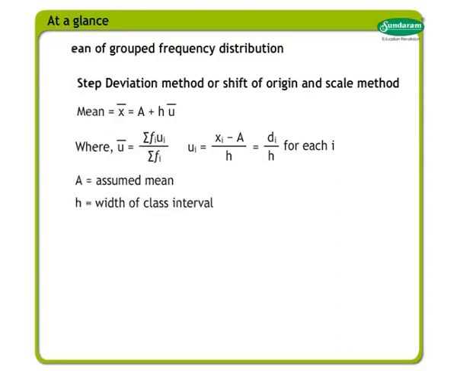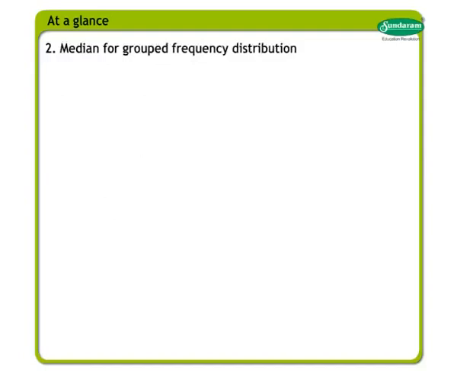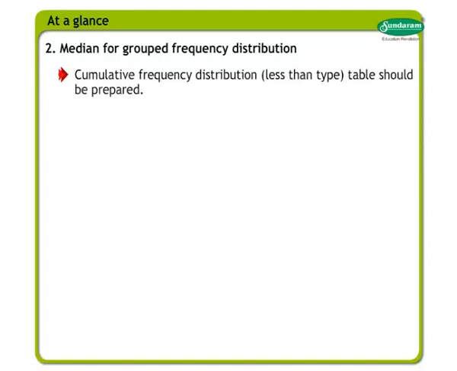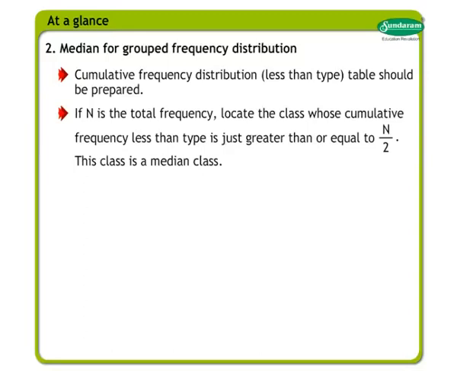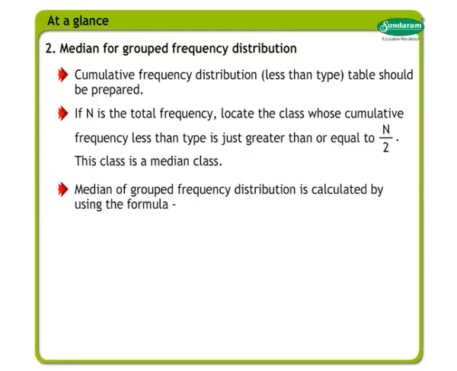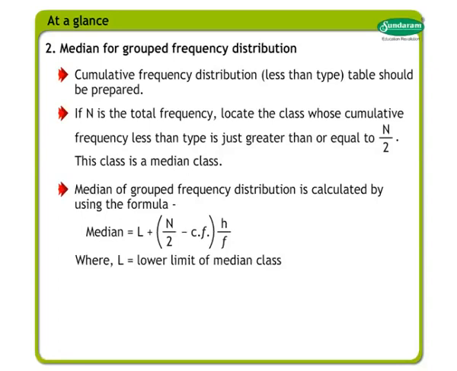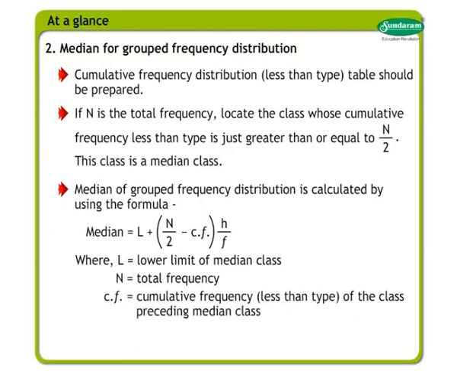Number 2. Median for grouped frequency distribution. A cumulative frequency distribution, less than type table, should be prepared. If n is the total frequency, locate the class whose cumulative frequency of less than type is just greater than or equal to n upon 2. This class is the median class. Median of a grouped frequency distribution is calculated using the formula median is equal to l plus (n upon 2 minus cf) into h upon f, where l is equal to the lower limit of the median class, n is equal to the total frequency, cf is equal to the cumulative frequency of less than type of the class preceding the median class, h is equal to the width of the median class, f is equal to the frequency of the median class.